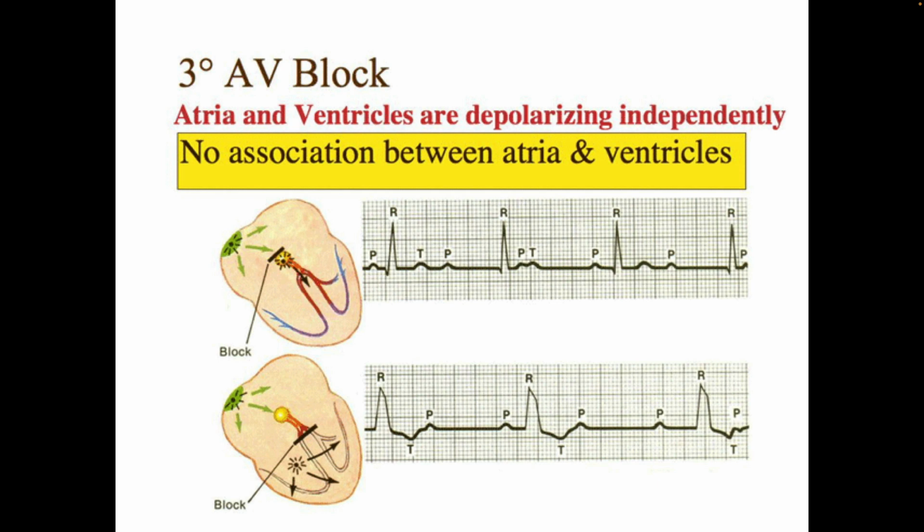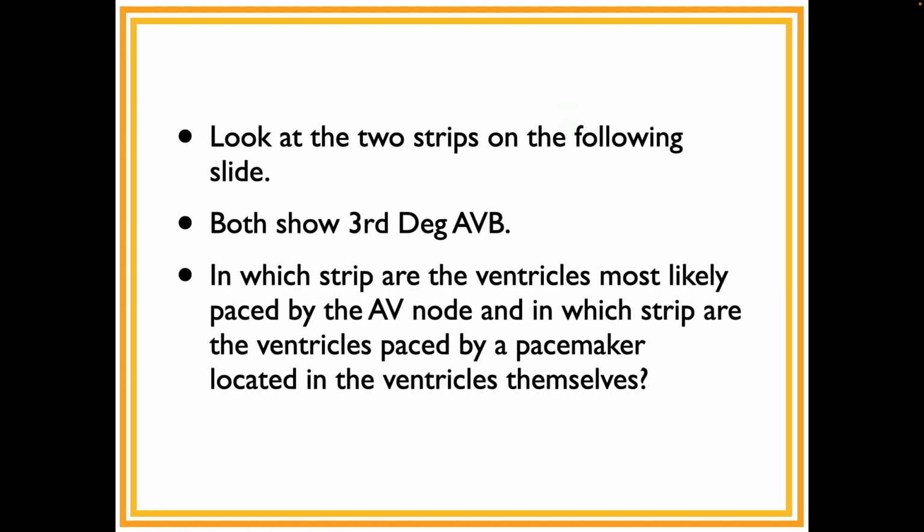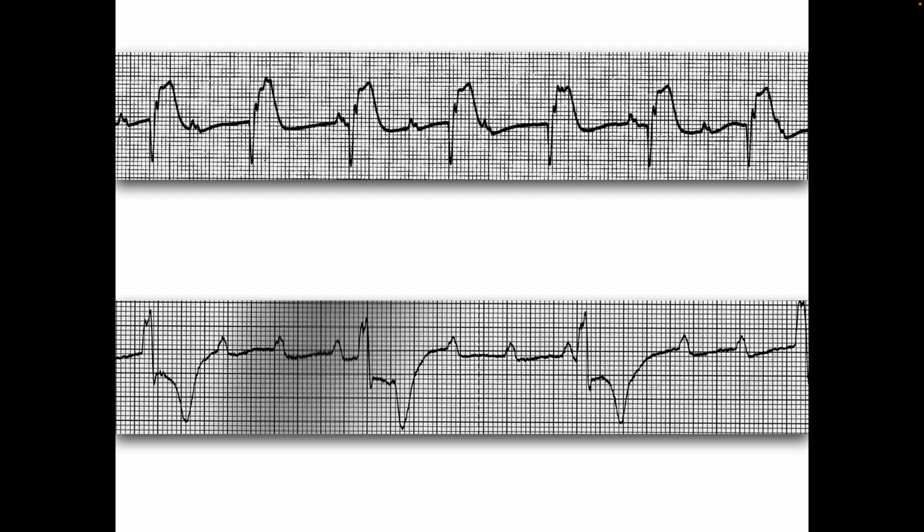I'm going to skip the next few slides because I go through it again, and it's a difficult concept, but it's not that difficult. Okay. Look at the two strips on the following slide. Both show a third degree AV block. What I want you to know is, based on what you see here, which one is more likely to be paced from within the AV node itself, and which one is more likely to be paced by the ventricles? So which one is a junctional escape, which one is a ventricular escape?